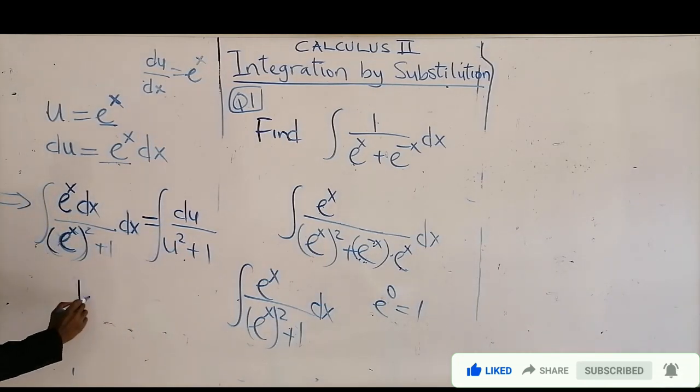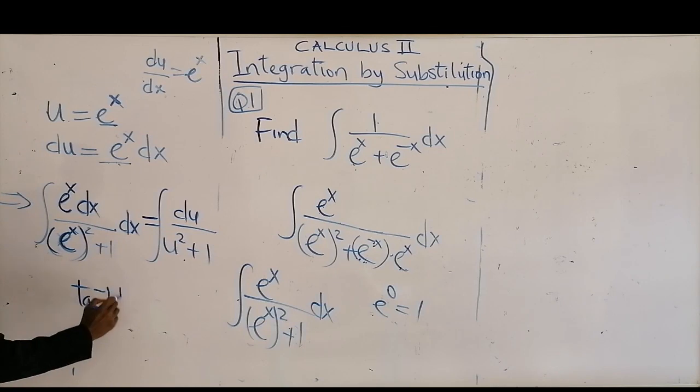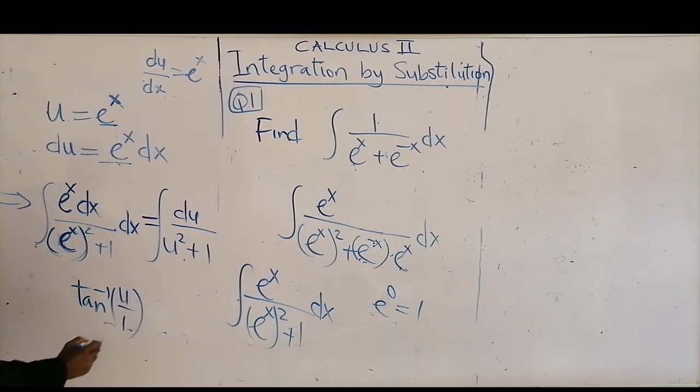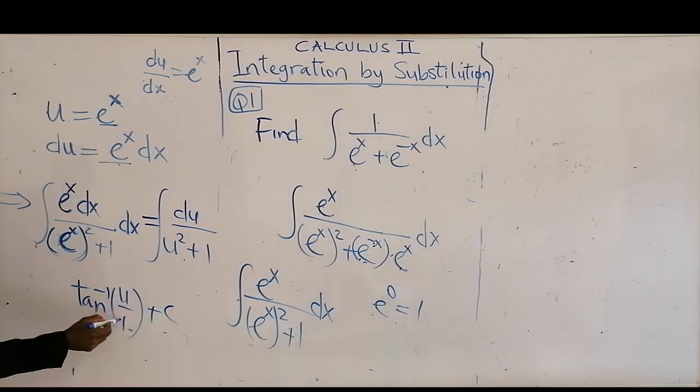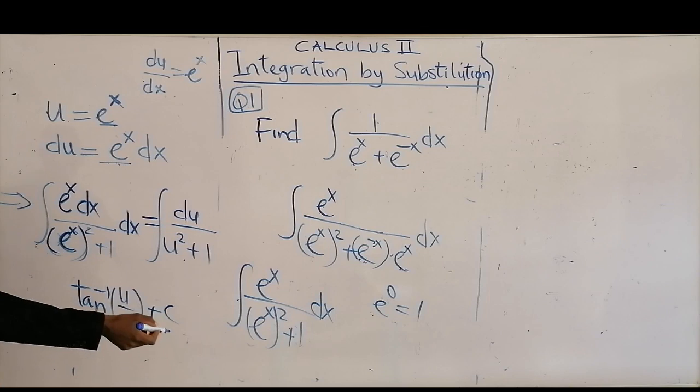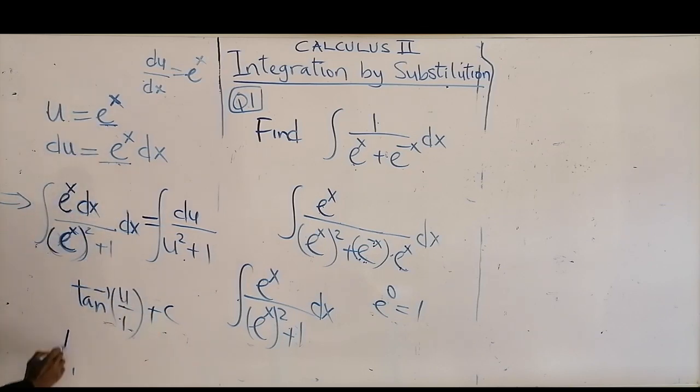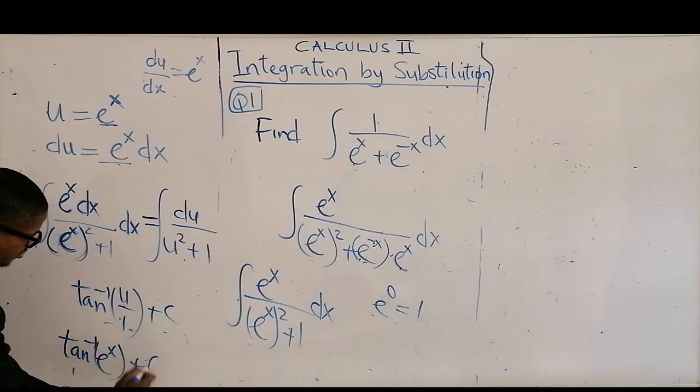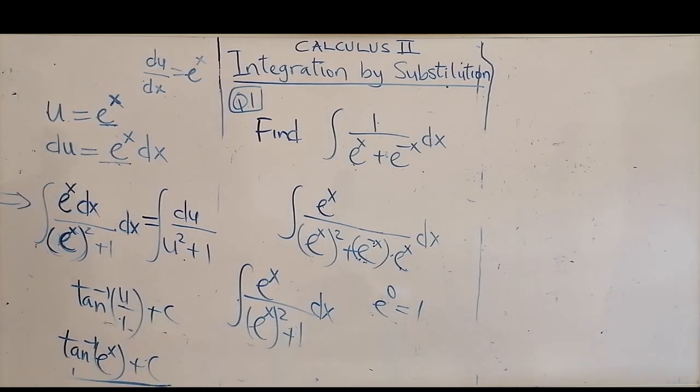And don't forget your table. Integral of this will be arctan u over 1, plus c, which is equal to arctan u, since 1 is just u. And then begin to substitute back your u, and that will be arctan of exponential to power x plus c. So that's that on this question.